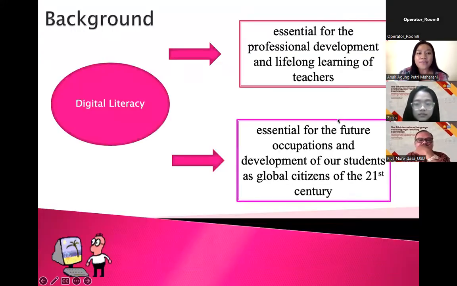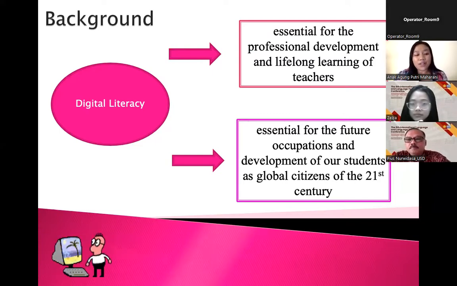We start with the background of this study, because of two essential things related to digital literacy. First, it relates to the teachers themselves, and second, it relates to the students. Digital literacy is essential for the professional development and lifelong learning of teachers. On the other hand, digital literacy is also crucial for the future occupations and development of our students as global citizens of the 21st century.